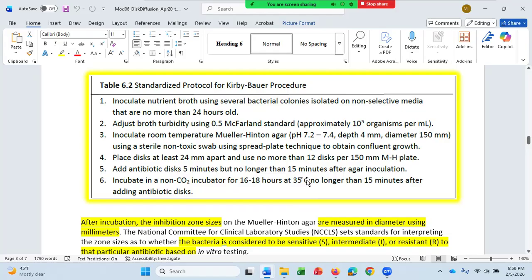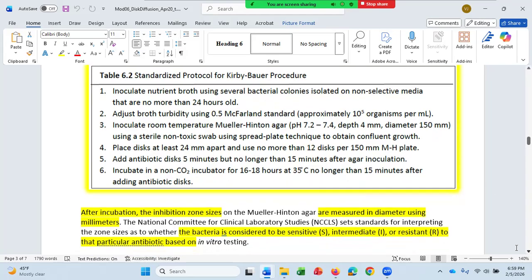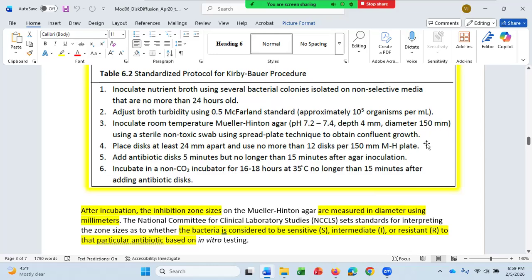If you grow it at a different temperature, the size of the zone of inhibition could differ depending on what the properties of the bacteria were. If it's growing best at 37 degrees and you grow it at 35 instead of 37 degrees, the size of the zone of inhibition, I believe, could be a little larger. So you standardize the variables by doing this procedure.